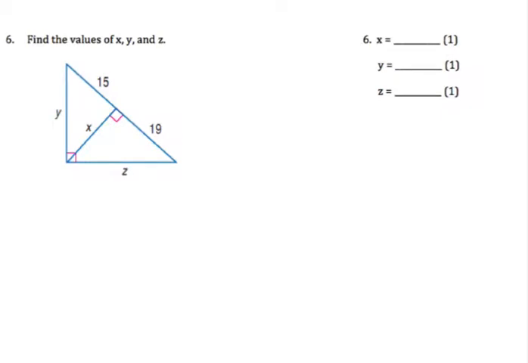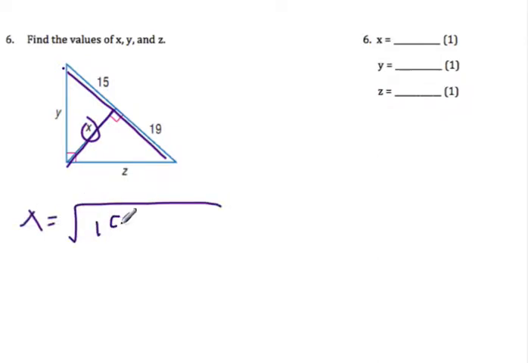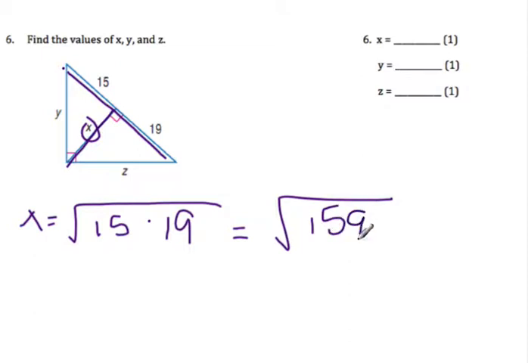Let's take a look at number 6. For number 6, first of all, x is going to be easy to find because x is the altitude cutting this triangle in half, which means that x is the geometric mean of those two numbers. So I'm going to take 15 times 19.